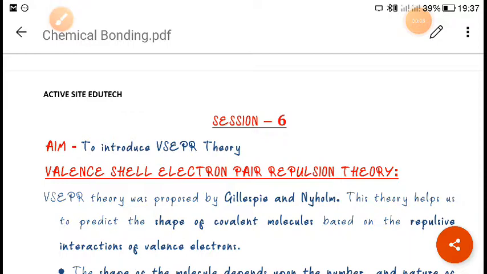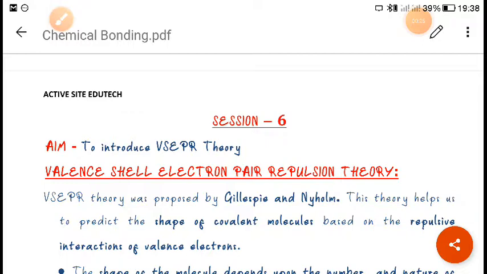We all know that ionic compounds contain ions held by electrostatic force, which is non-directional. When we talk about covalent compounds, they are rigid and directional. So this will result in a definite arrangement of bonded atoms. As a result, different molecules will have different shapes.